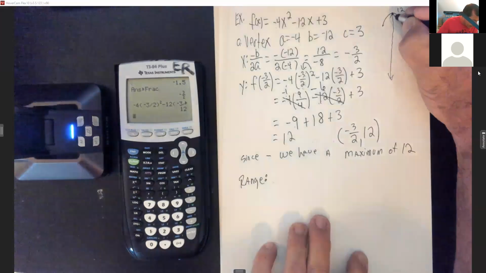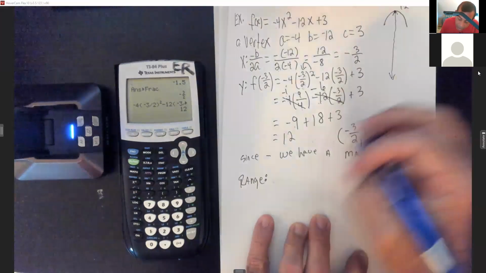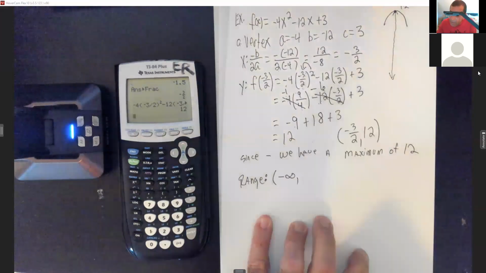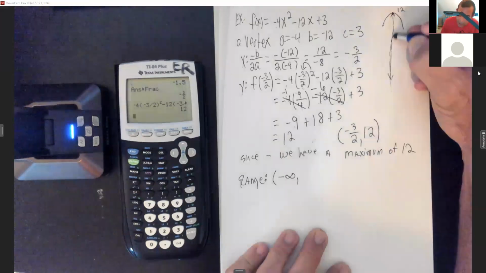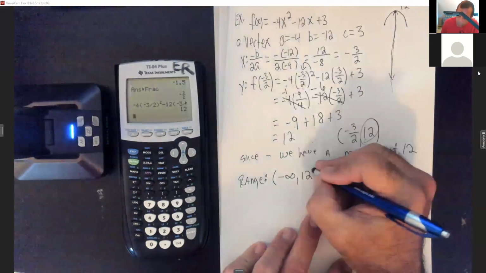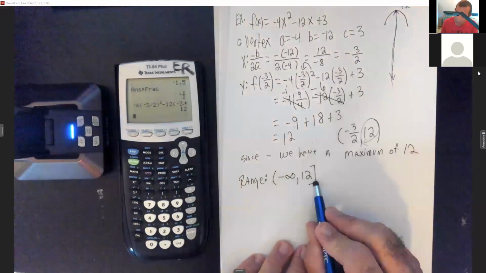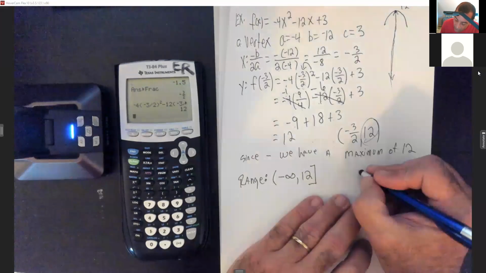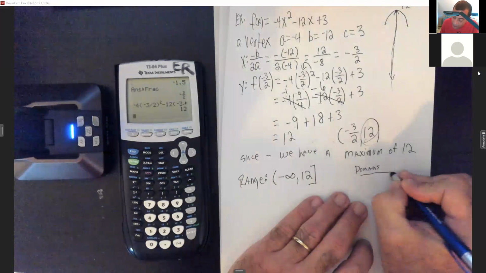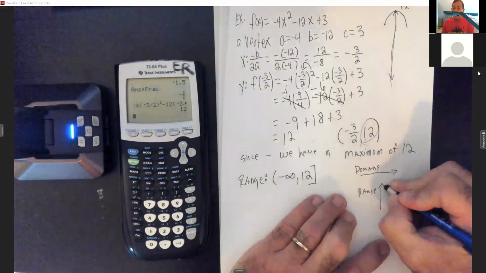Now let's see. They want these in interval notation. So we start the smallest y value, which is negative infinity. From negative infinity, it goes until it hits 12. So it's got to match that max. And you always use brackets around the range because it does equal that 12. So y'all, when you're doing domains, they go left to right. When you do range, they go from bottom up. It's always the minimum to the max on the range, okay?